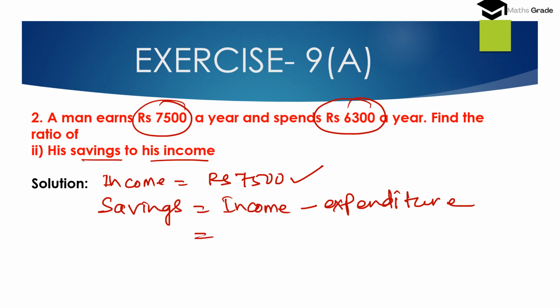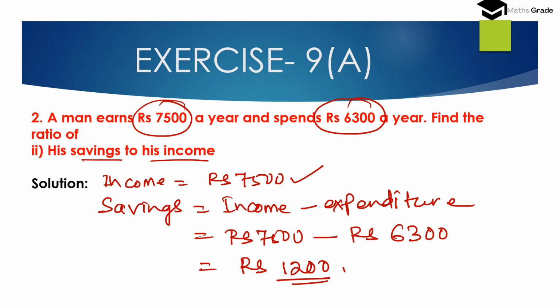And income is 7,500 rupees, and expenditure, that is he spends 6,300 rupees in a year. So 6,300 rupees. And 7,500 minus 6,300 is 1,200 rupees. 1,200 rupees is his savings.